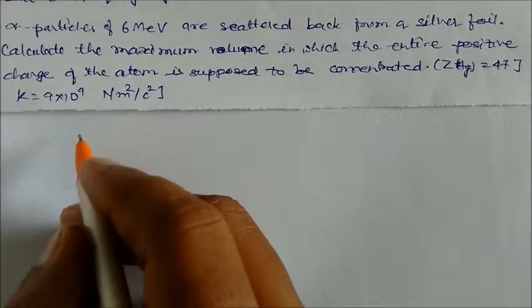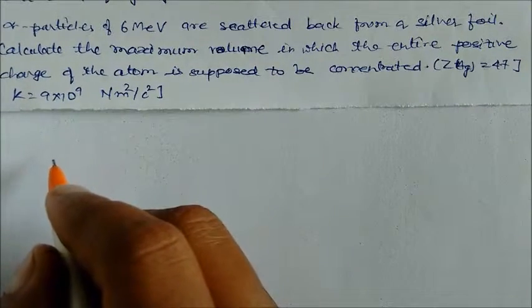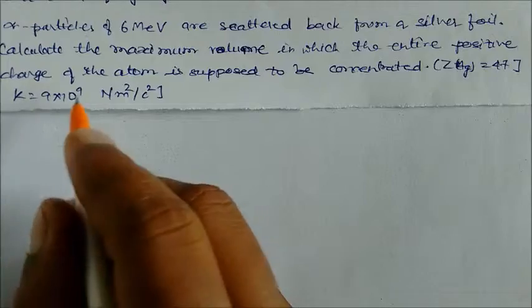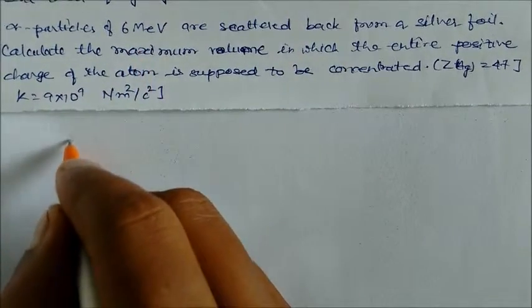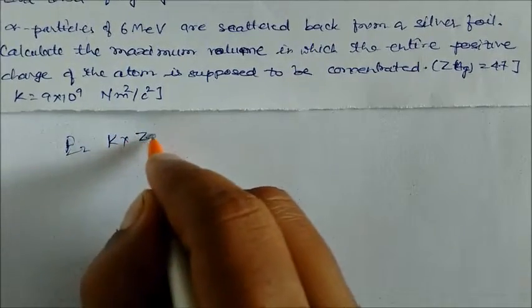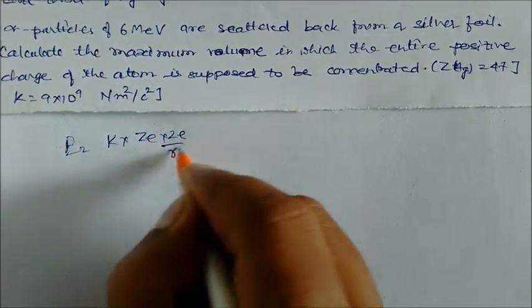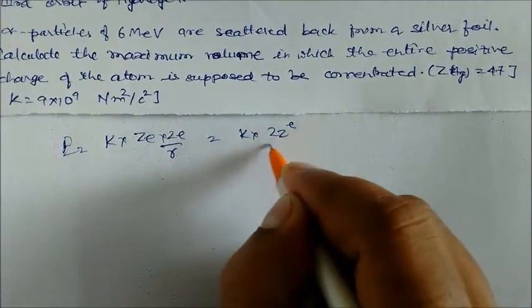So first we find the volume. To find it we require the radius. The energy is given here as 6 mega electron volt. So energy is equal to K into Ze into 2e by R, or we can write it as K into 2Ze square by R.